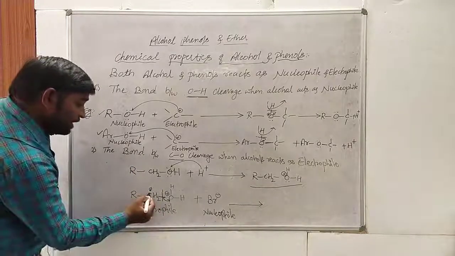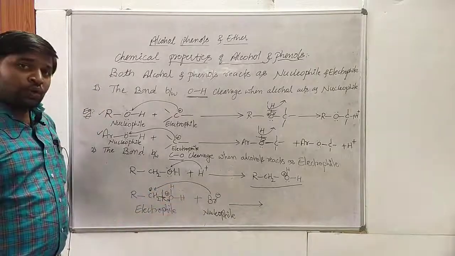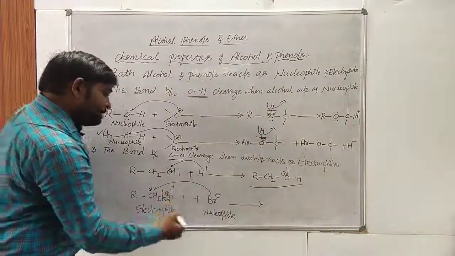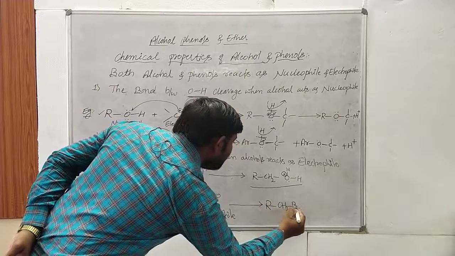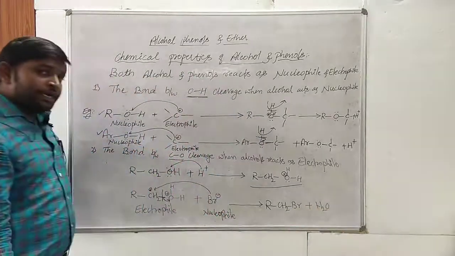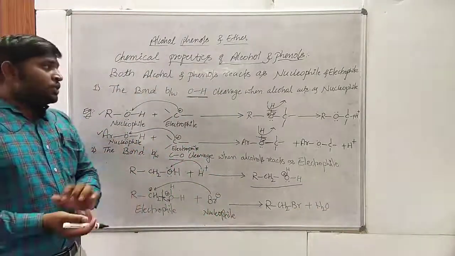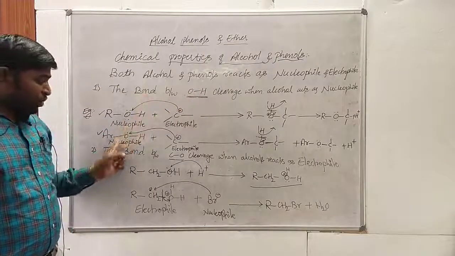So what happens? This electrophile immediately interacts with this bromide nucleophile. So ultimately what happens? The formation of RCH2Br plus H2O. Dear students, now you have clarified that. So here, due to cleavage of the OH bond, alcohols act as nucleophiles.